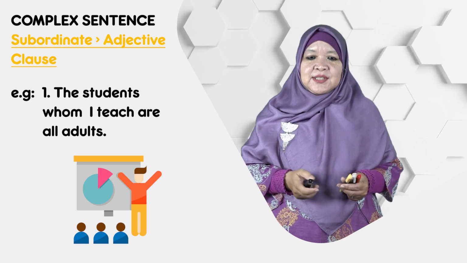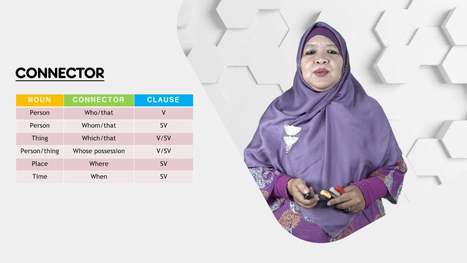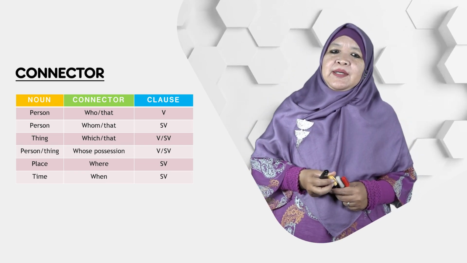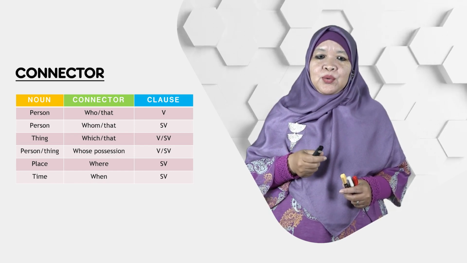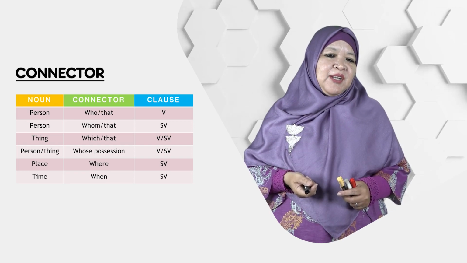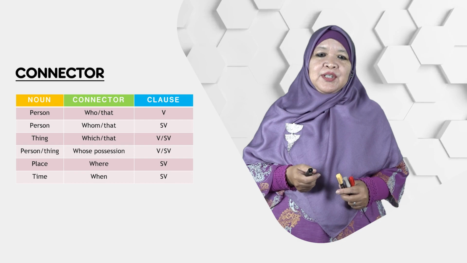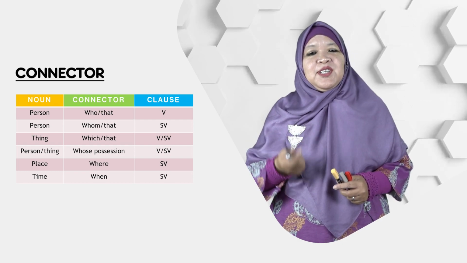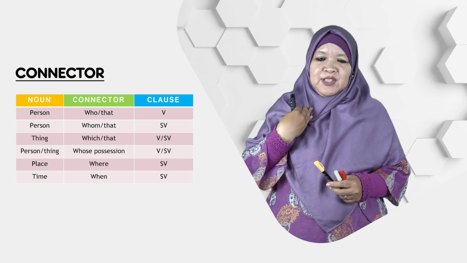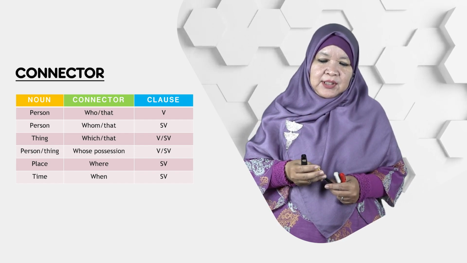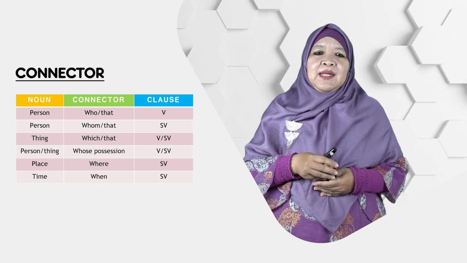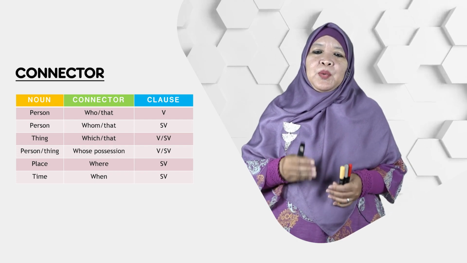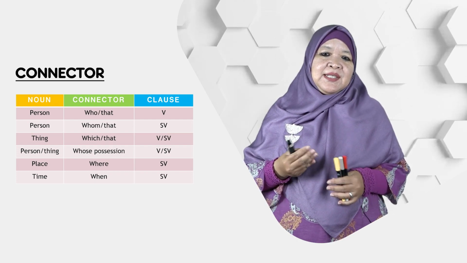It's easy. You just try to remember the connectors, okay? So this is the connector. The words who, that, whom, which, whose, where, and when can be the signal, or the relative pronoun, or the subordinate connector between a main clause and a baby clause, or the adjective clause. For example, I like the girl who is wearing pink hijab.